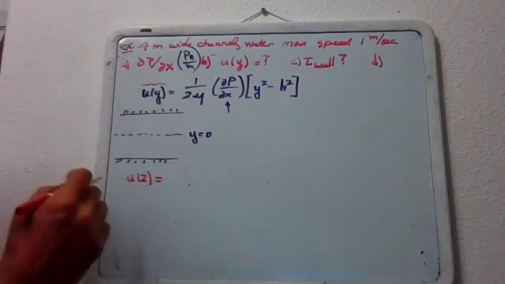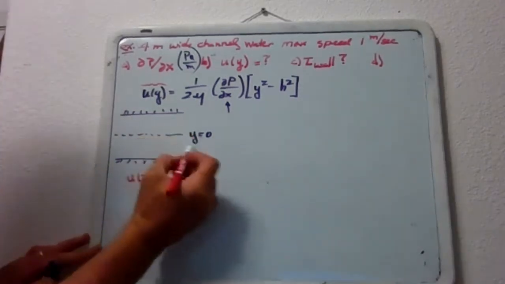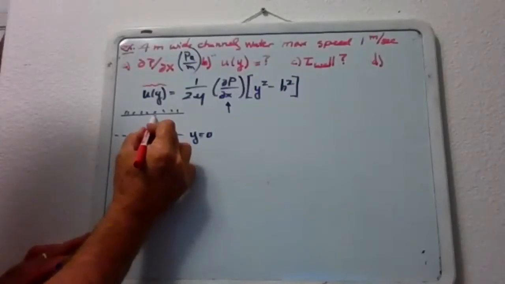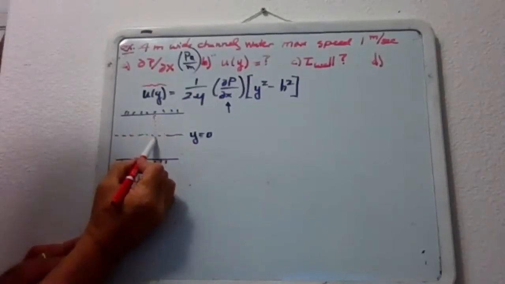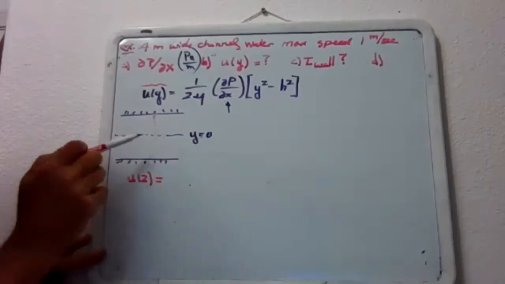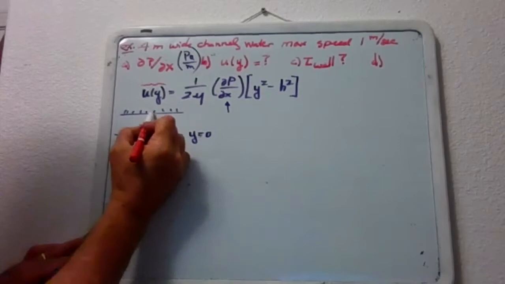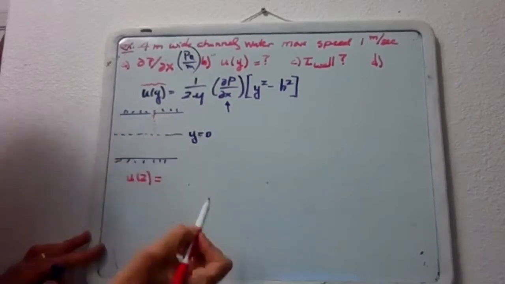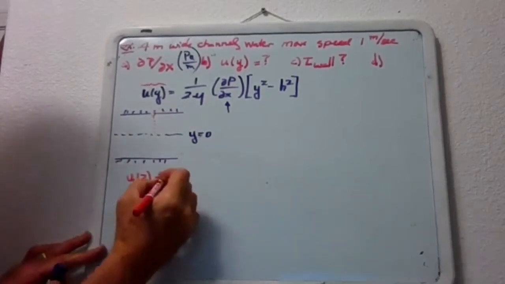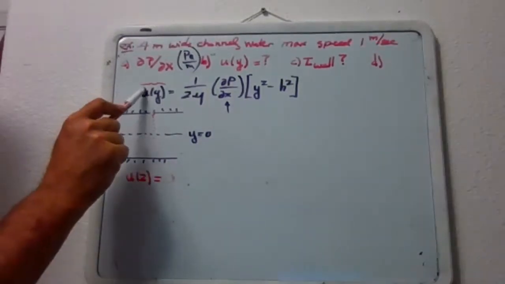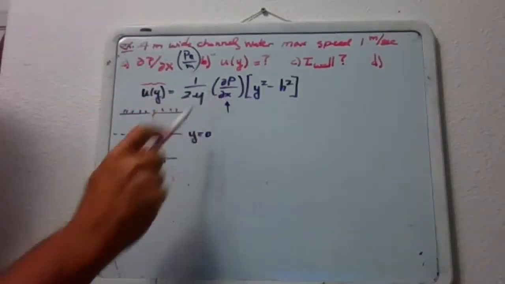Well, where is 2 actually? This is y equals 0. This is a 4-meter wide channel. So this would be 2 meters right here, the length from the center line up to here. And the length from the center line down to there would also be 2. So y equals 2 would be this point right here, and that's the wall. So u at 2 would be equal to 0. That's looking pretty good. If we're trying to fill in numbers, we could put in the number 0 there and solve for dp/dx.